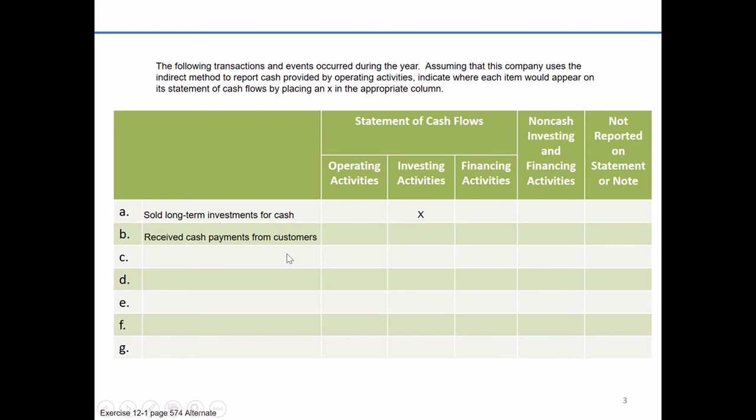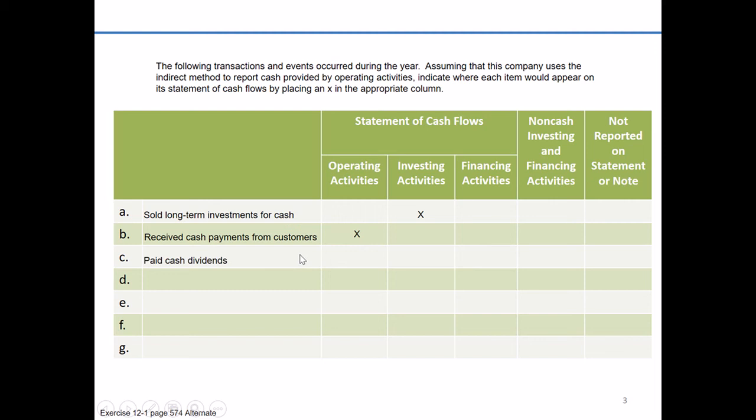The next item is receiving cash payments from customers. Definitely has a cash impact, first three columns. I mentioned earlier, operating activities is that normal day-to-day stuff, and getting cash payments from customers fits within normal day-to-day operations, so we'll check off operating activities.